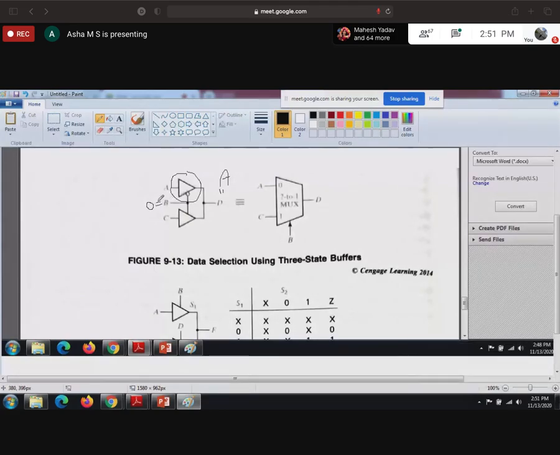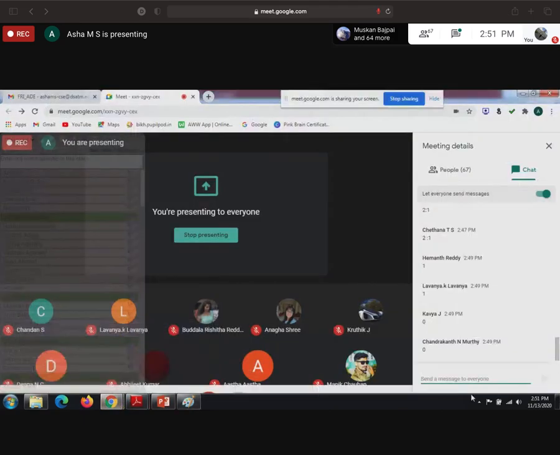Means when B equal to 0, the first buffer will be enabled and the value of D will be A. The value of output D equals A. When B equal to 1, it passes through the inverter and here it will be 0. If it is 0, the first buffer will be disabled, the second buffer will be enabled, and the value of D equals the second input. Guys, are you clear? Those who answered 1.